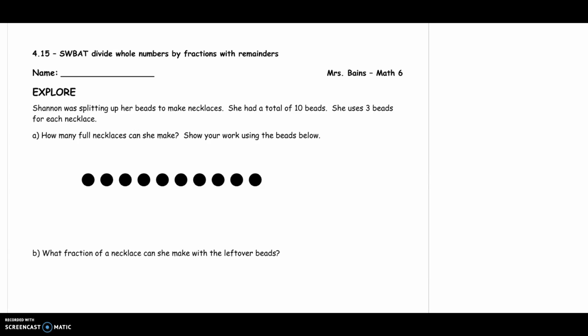Hi everyone. Today's objective is to divide whole numbers by fractions with remainders. I want you to take a look at the Explore activity, read the question, and try and answer the questions on your own. Then come back to the video to see how you did.